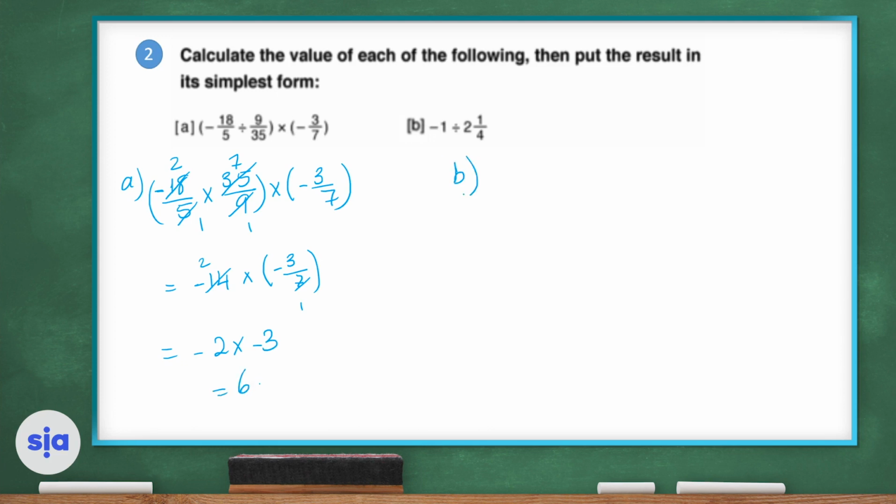Question B. Negative 1 divided by 9 over 4. So it's negative 1 multiplied by 4 over 9. Then the result is negative 4 over 9.